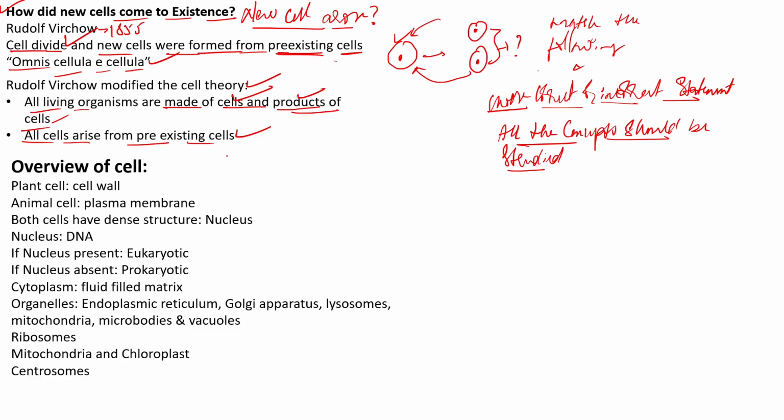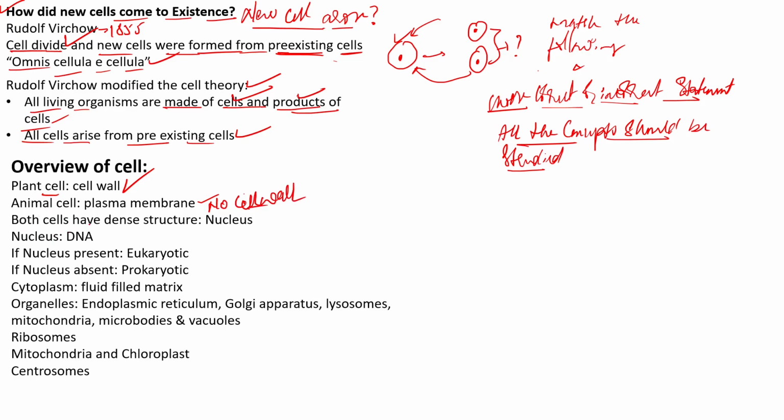Overview of cells. Now let us try to look into the cell overview. If you look into the plant cells, they have the cell wall. We have discussed that, right? So plants have a unique character, that is they exhibit the cell wall. Whereas in the case of animal cells, they do not have any kind of cell wall, but instead they exhibit directly the plasma membrane. They do not have cell wall. So remember this particular point.